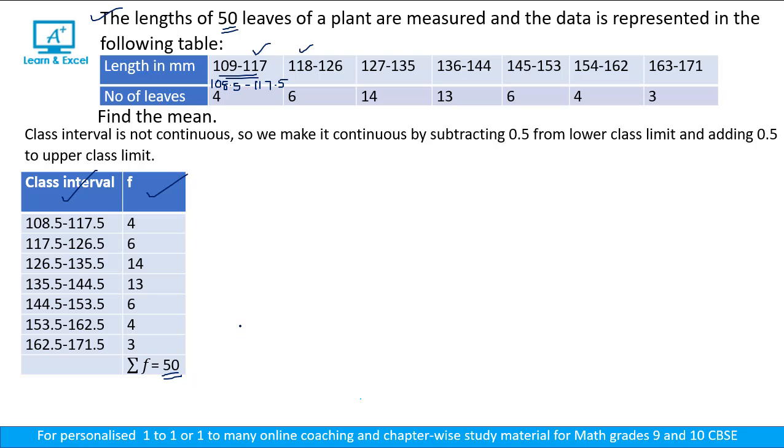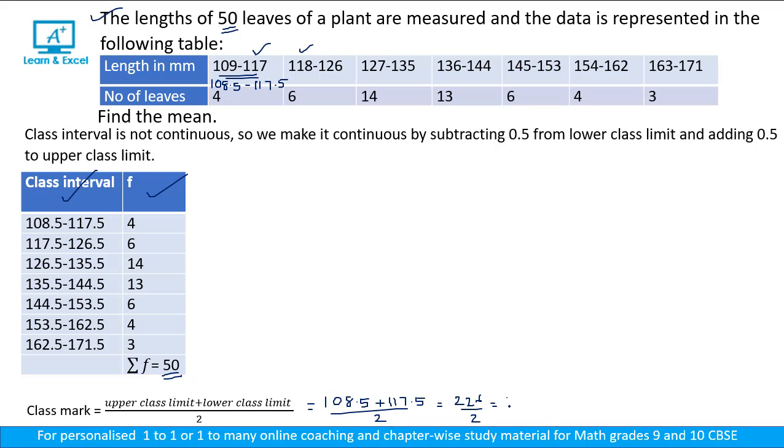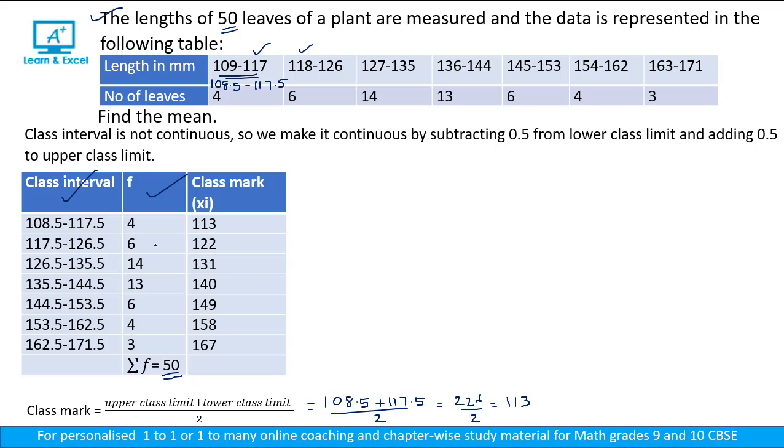Now the next step is to find the class mark. Class mark, we know, is upper class limit plus lower class limit divided by 2. So for the first class interval we will have 108.5 plus 117.5 divided by 2, which is equal to 226 divided by 2, 113. The next class mark we similarly find by 117.5 plus 126.5 divided by 2, we get 122.